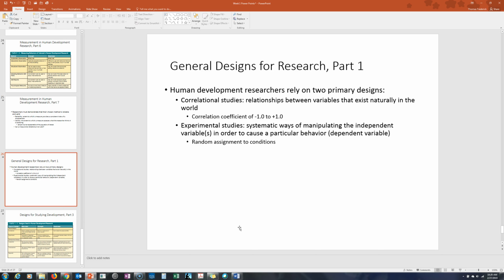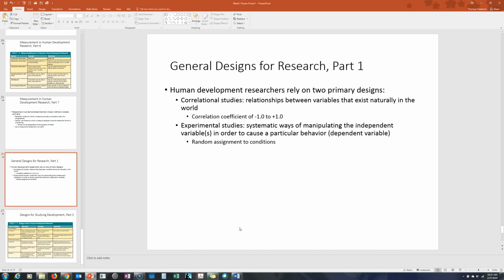Human development researchers rely on two primary designs: correlational studies, where we talk about the relationships between variables that exist. Statistically, correlational designs result in correlation coefficients, and the statistical tool of a correlation results in a relationship of -1 to 1. The correlations can vary, and negative indicates a negative relationship or an inverse relationship, where increases in one variable are associated with decreases in another. And of course, positive would be increases in one variable related to increases in another variable. And then there is no correlation, or a correlation of 0, which would mean there is no relationship between the variables.